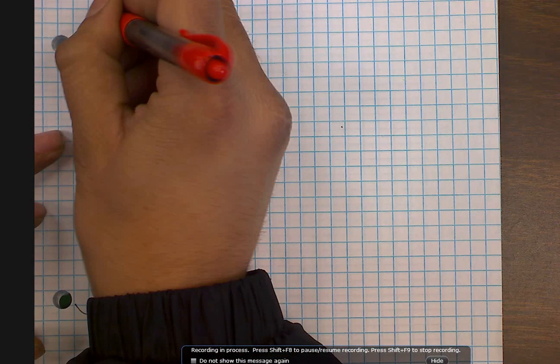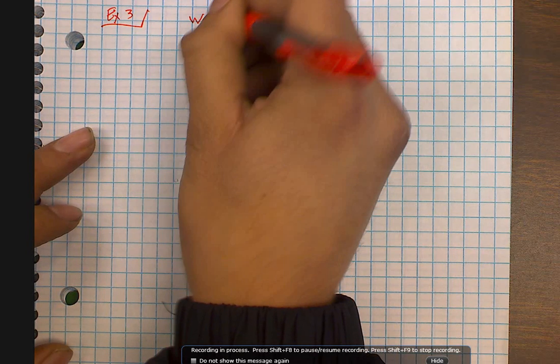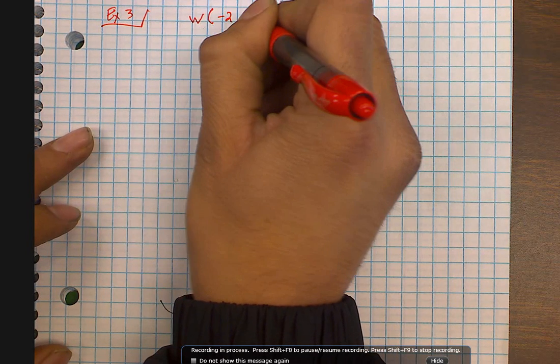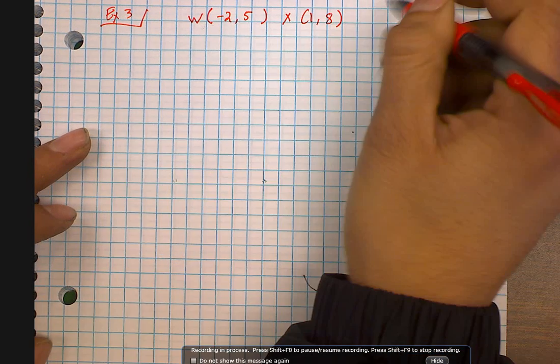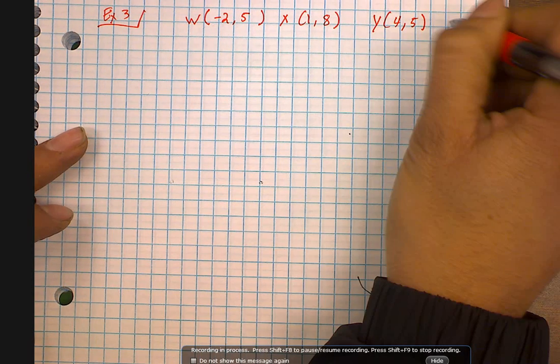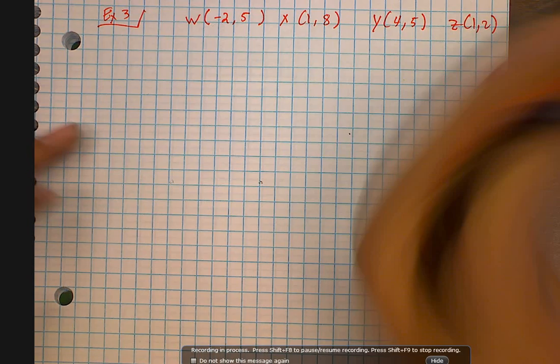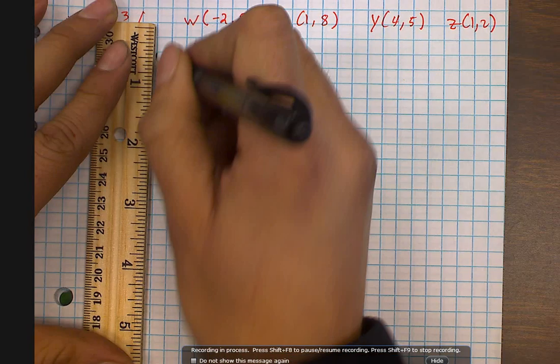All right, so the next one, example number 3, is this. You have W is at negative 2, 5. X is at 1, 8. Y is at 4, 5. And Z is at 1, 2. Okay, so let's go ahead and make our coordinate plane.